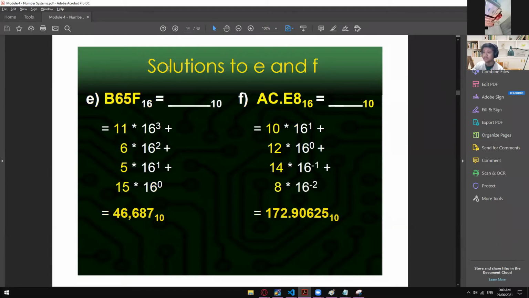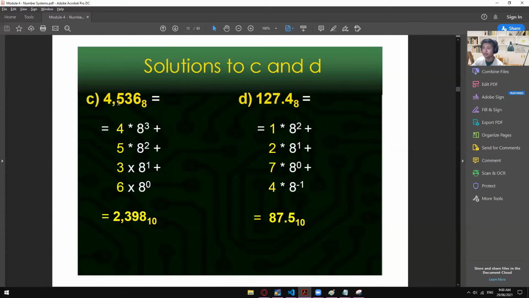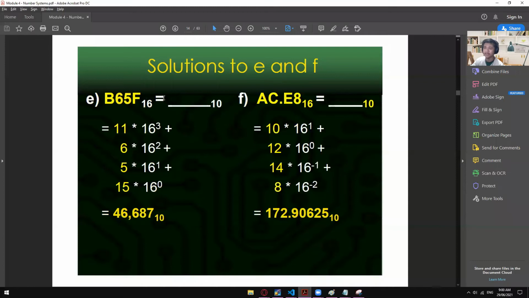Okay, last one is letter E and F. A while ago we had binary to decimal, and then octal to binary. Now we have hexadecimal to decimal. In here we have B65F. Remember that in hexadecimal, some digits are represented by certain letters, and they have their own values in decimal. So B is actually 11, and F is 15. Starting from 10, it's already A. So just increment it: 10, 11, up to 15.